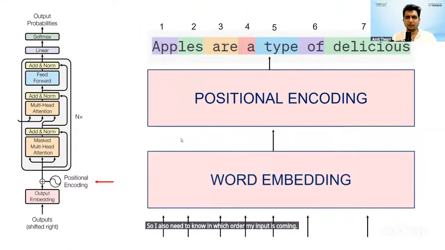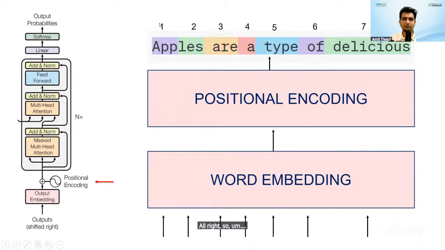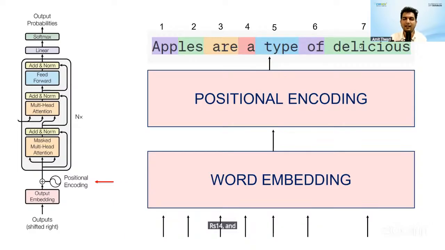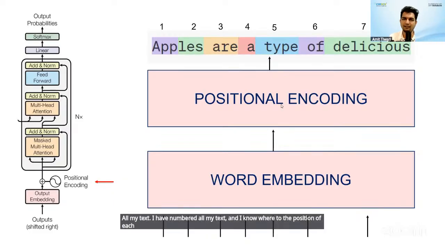All right. So what I do is, I add a number to all my tokens. App is given 1, less is given 2, R is given 3, A is given 4. In this way, I have ordered and numbered all my text, and I know the position of each token in this sentence.